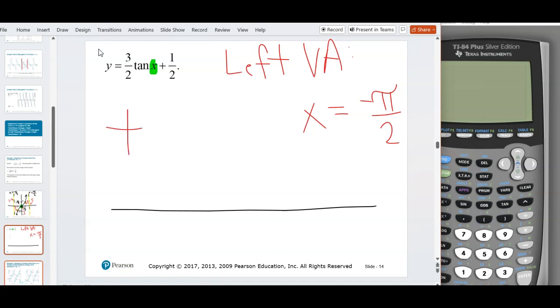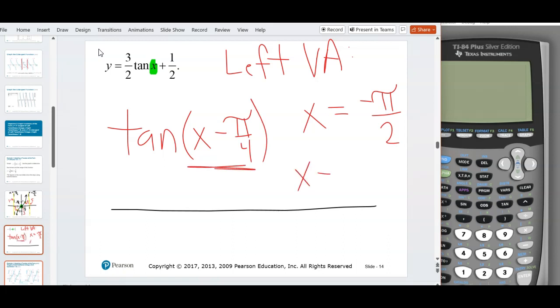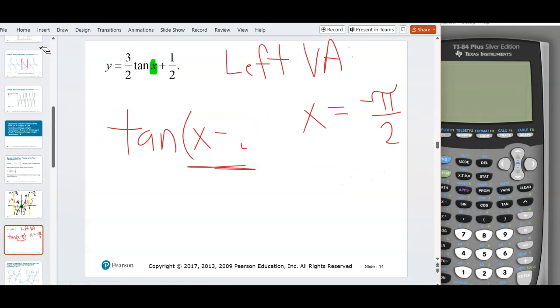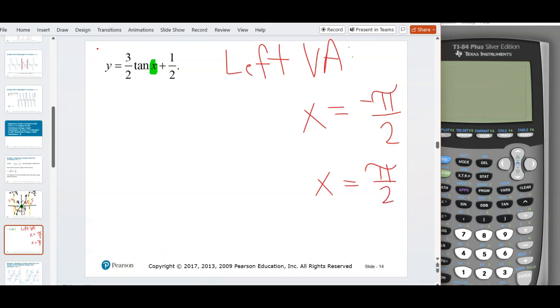And we'll see this in a coming section, if it said something like x minus pi over 4, then I would set x minus pi over 4 equal to pi over 2. Whatever happens to be on the inside of the tangent function is what I set equal to that left and right vertical asymptote. Likewise, the right one, the positive pi over 2. Again, it's just x on the inside there. So the right vertical asymptote, I'm going to put r VA, is x equals pi over 2.